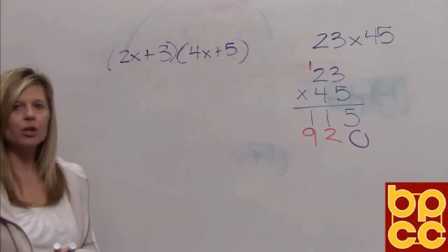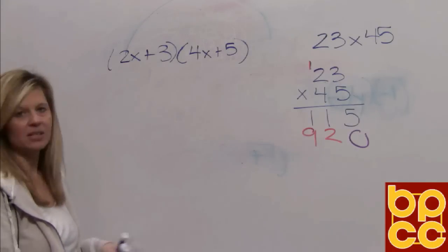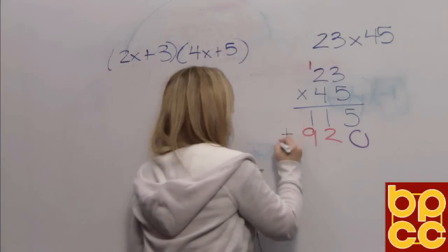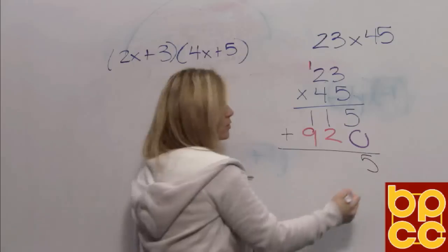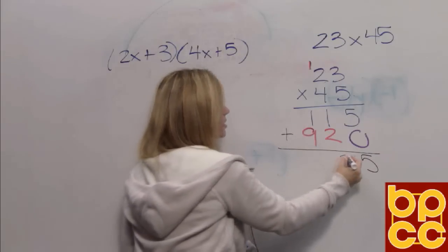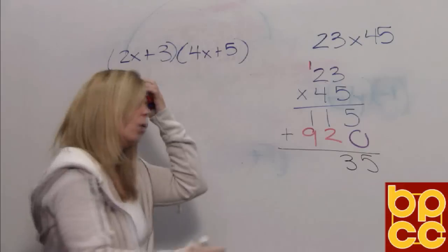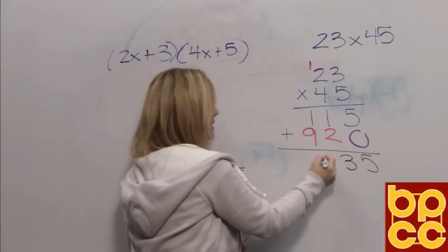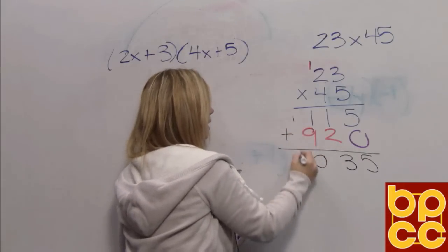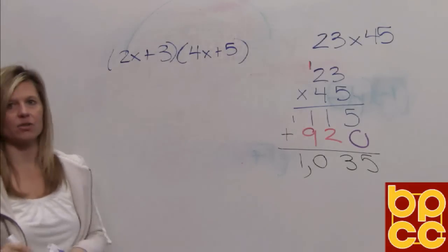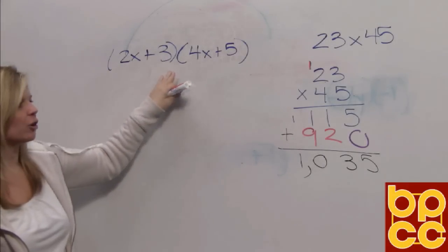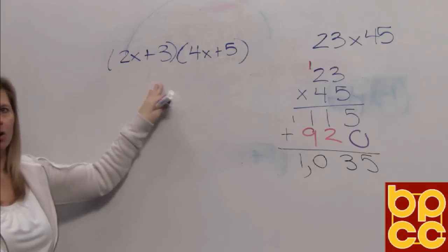And what they would do now is they would add up these columns because they have things that are alike in these columns. 5 ones and no ones is 5 ones. 1 ten and 2 tens is 3 tens. 1 ten and 9 tens is 10 tens, which is really 1,000. If you can do that process, you can multiply anything you're given in algebra that's bigger than monomials.